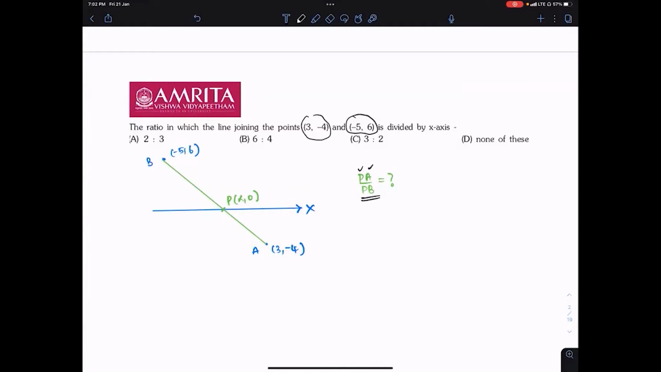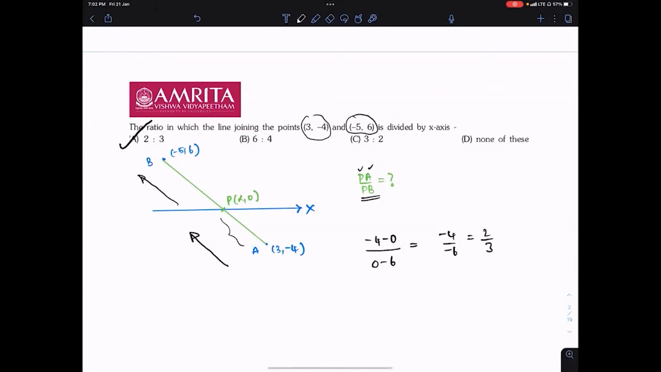PA is there. So for PA, what is the difference in, if you do difference in x, alpha is involved, a variable is involved. So we don't want that. Do difference in y, -4 minus 0 divided by. So we went in this order, no? You follow the same order for PB. So what is there? 0 minus 6. How much are we getting? -4 by -6, which is 2 by 3.